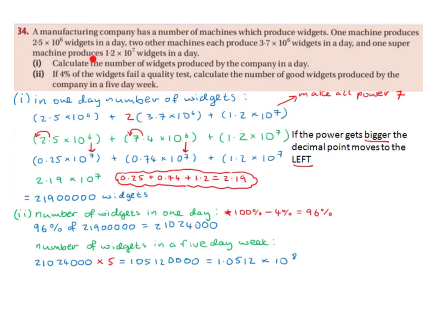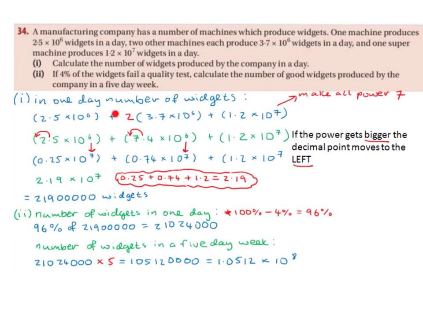So, Part 1. Calculate the number of widgets produced by the company in a day. So in one day, the number of widgets is going to be 2.5 times 10 to the power 6, which we got from up here, plus 2 times 3.7 times 10 to the power 6, which we got here because there were two machines producing that number, plus 1.2 times 10 to the power 7, which is the number produced by the super machine.